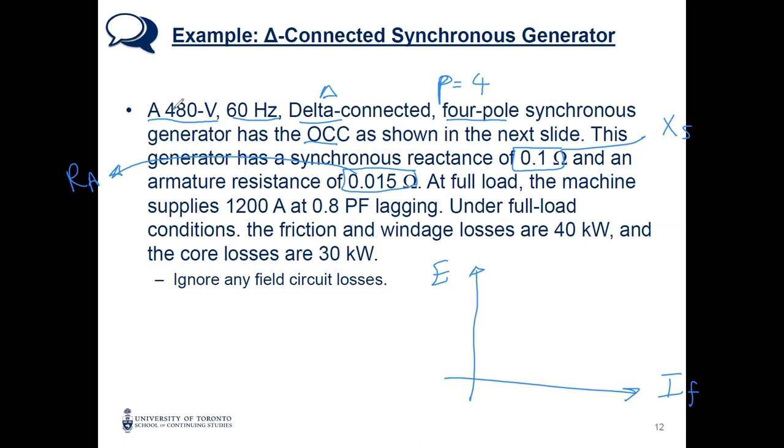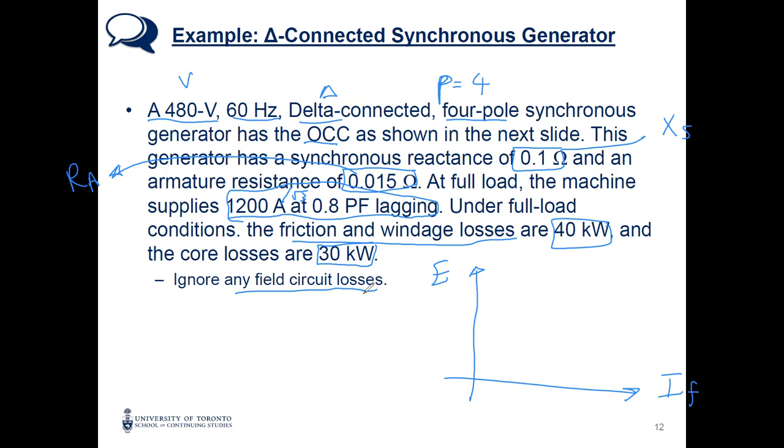Okay, this one is delta, and this is the voltage. At full load, the machine supplies this current with this power factor lagging, giving the entire power as a current. Don't forget to divide this current by square root 3, because it's a delta. Again, under full load conditions, the friction and windage losses are this. Core losses are these values, giving the sum of the losses. And they said ignore the field circuit losses. This is what we usually do, because the field has a separate supply, and we ignore this DC supply.